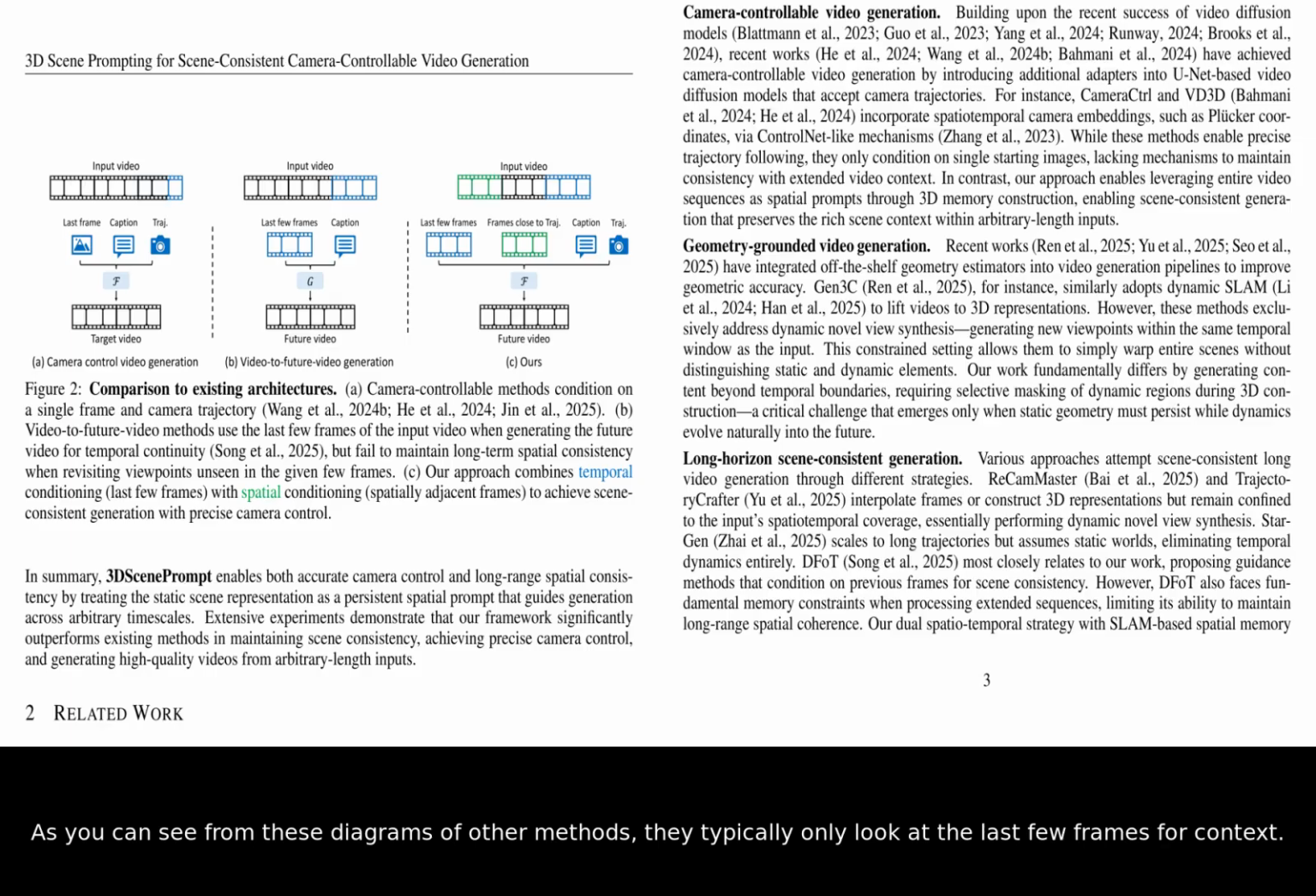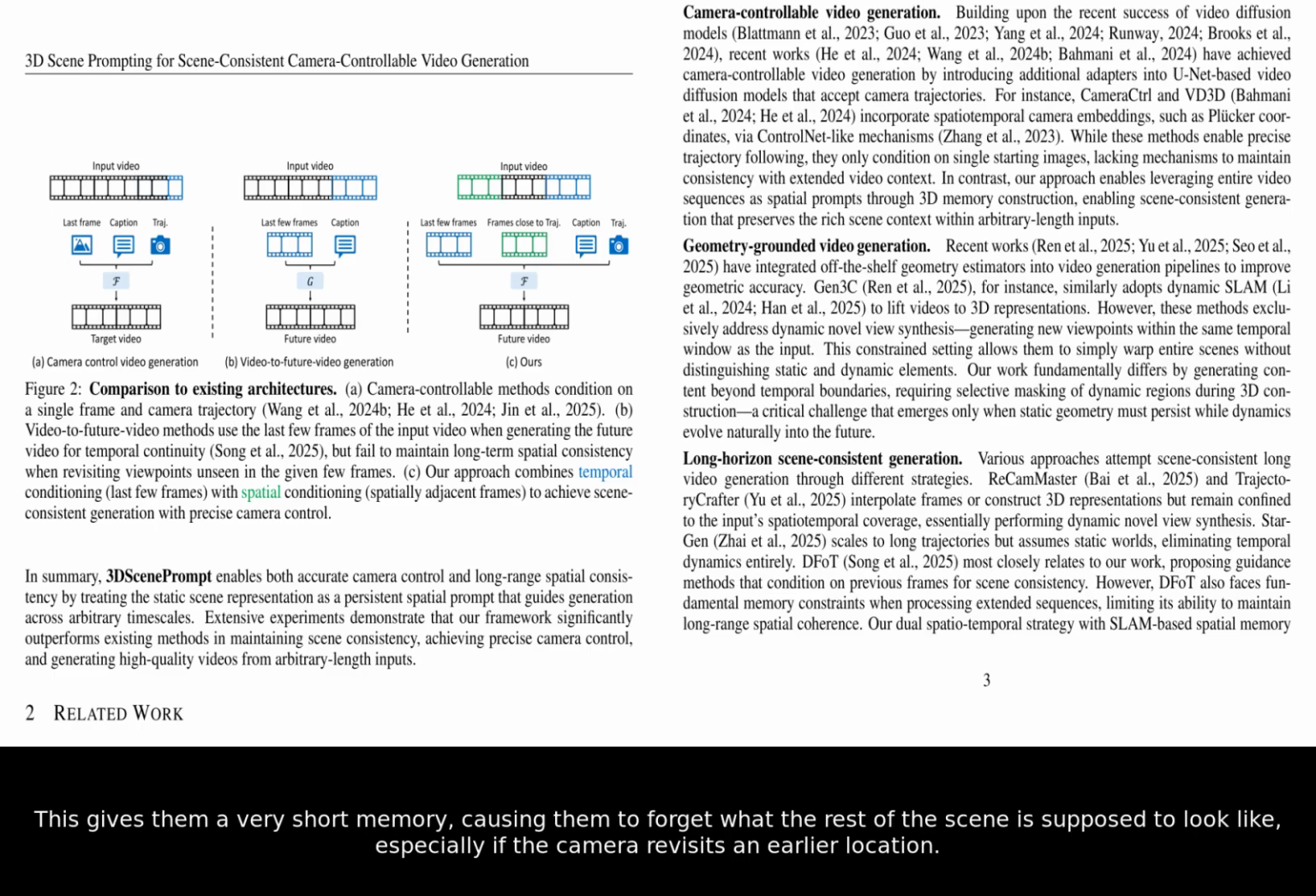As you can see from these diagrams of other methods, they typically only look at the last few frames for context. This gives them a very short memory, causing them to forget what the rest of the scene is supposed to look like, especially if the camera revisits an earlier location.